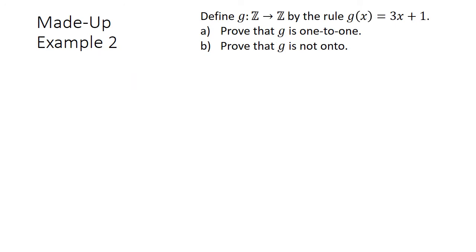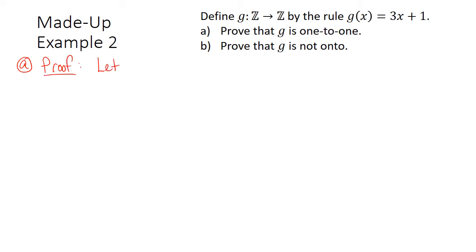Okay, so let's do another example. I'm going to do another proof that a function is one-to-one, and then I'm going to also prove that a function is not onto. So this will be, I think, the first time you're seeing that type of proof. Okay, so first, let's do part A, which is to prove that g is one-to-one. So we'll do it exactly like before.